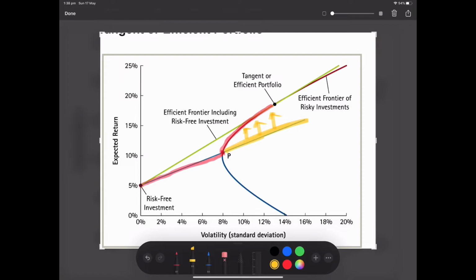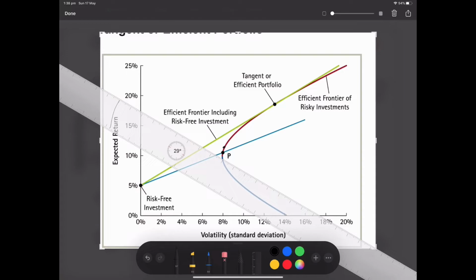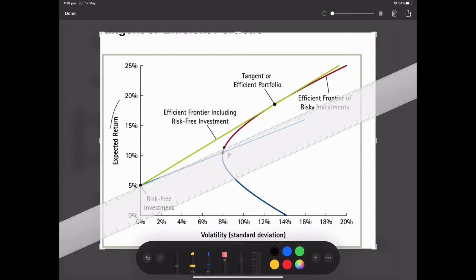Because along the red line over there, it offers you a higher return for the same amount of volatility, right? But really, that was just an arbitrary line. So let's just say I can draw many lines. Let's say I can pick another P over here. If I pick another P, P2, over here, right?